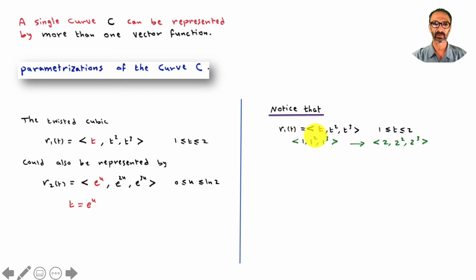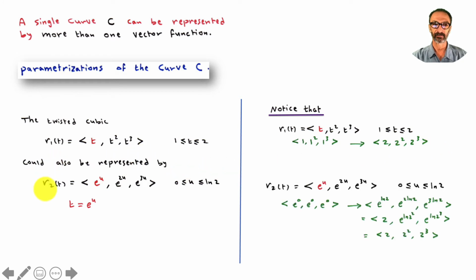Notice that in R1, t goes from 1 to 2. So let's plug in 1 in all of it, and let's plug in 2 in all of it. I have it done for you. On the other hand, R2 of t is the following, and u goes from 0 to ln 2, so we're going to plug in 0 in all the components, and we're going to plug in ln 2 in all the components, just to verify.